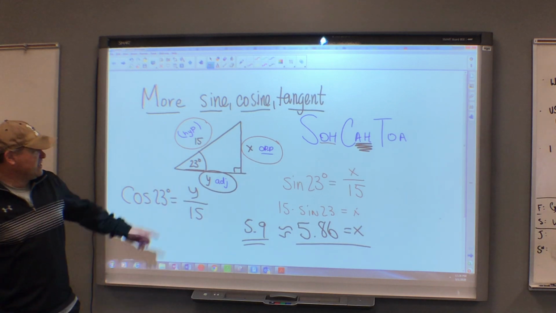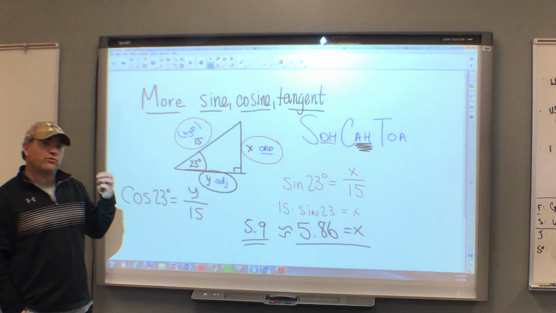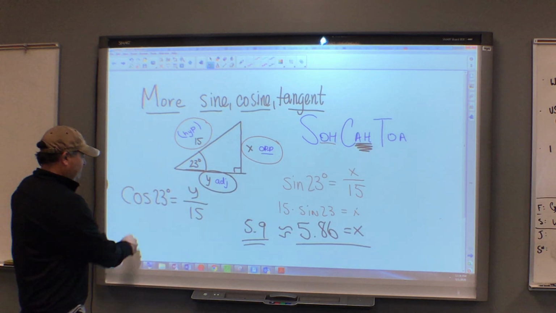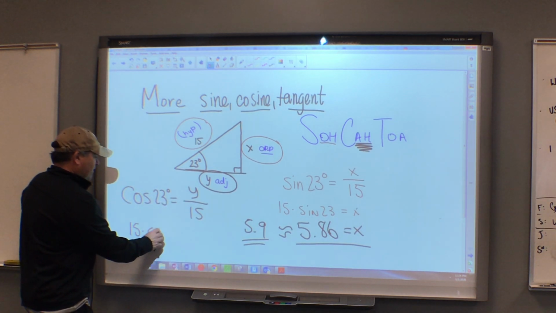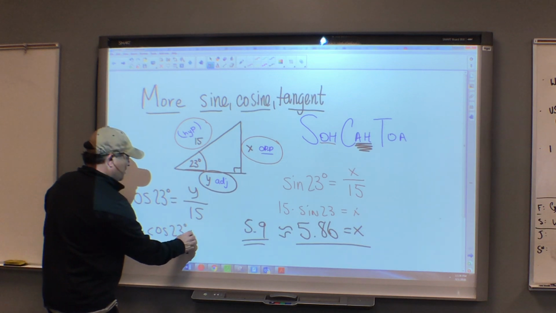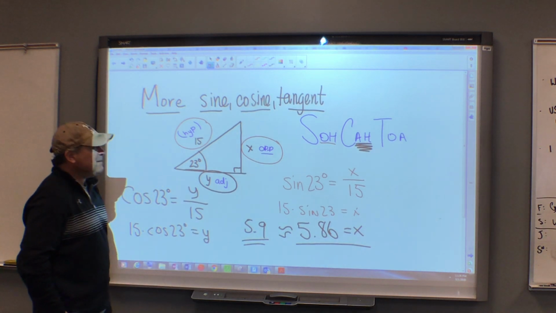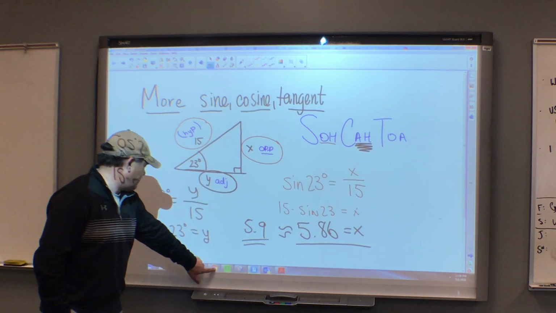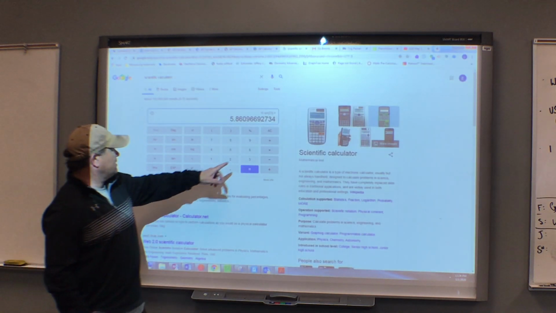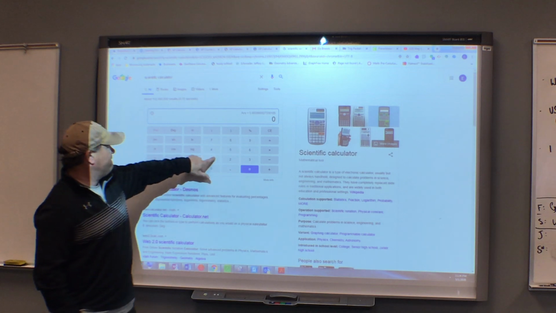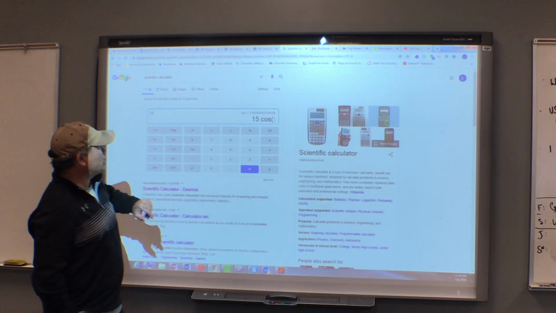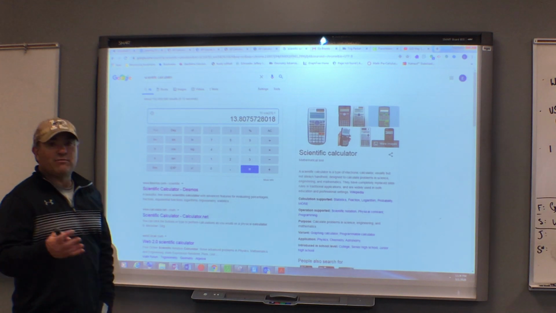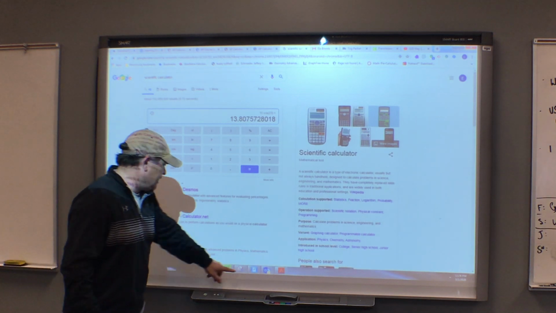And once again, we see the unknown is in the numerator, so to isolate y, we simply multiply both sides by 15. So 15 multiplied by the cosine of 23 degrees is y. Let me go back to my graphing calculator. 15 cosine 23 degrees equals, looks like 13.80 or 13.8.